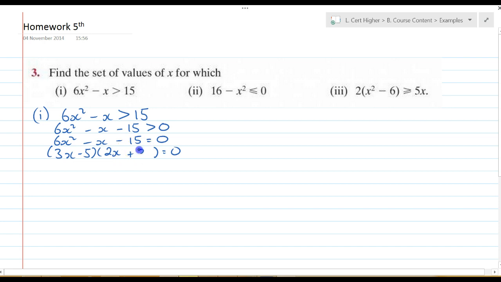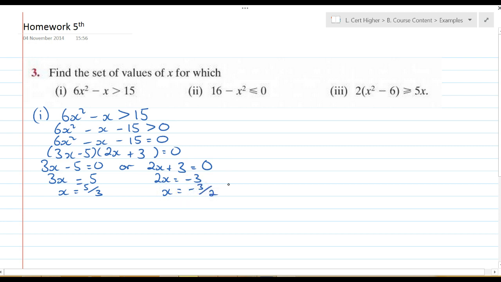2x plus 3. We let both factors now equal 0 to give 3x minus 5 equals 0, or 2x plus 3 equals 0. Giving us 3x equals 5, so x equals 5/3. We also have 2x plus 3 equals 0, therefore 2x equals minus 3, x equals minus 3 over 2.